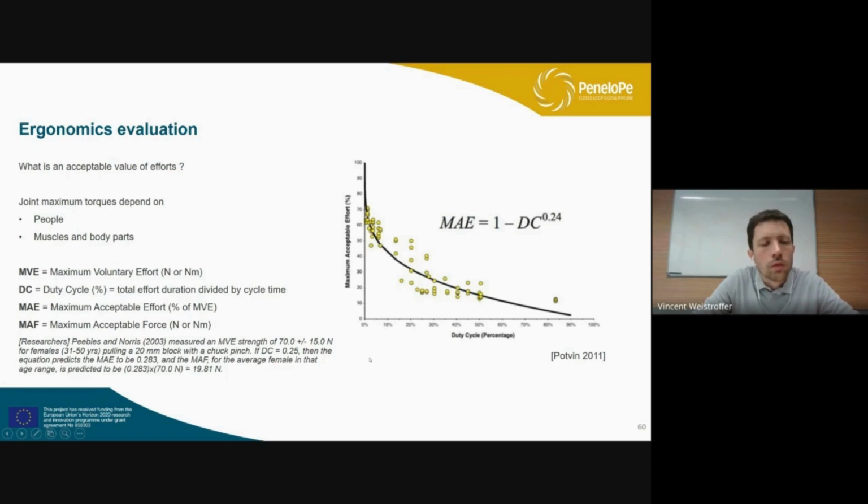Well, this is one way to answer the question of acceptable value of efforts. There are some others, but instead of a posture-related analysis, in which we can have some standards like RULA giving you some thresholds on angulations, for efforts evaluation there is no real standard giving you standard thresholds like this one. So it's quite complicated to analyze.